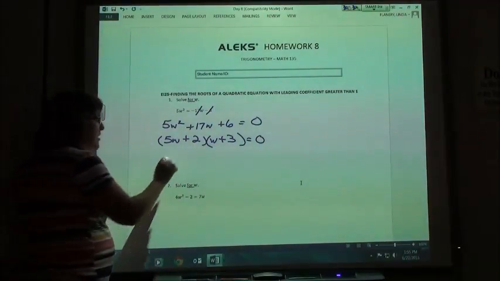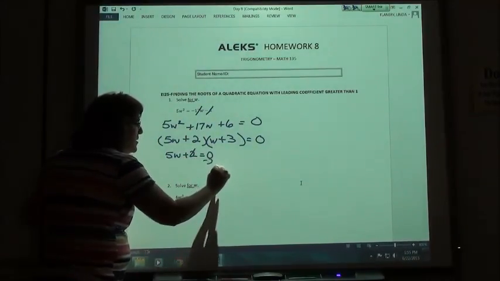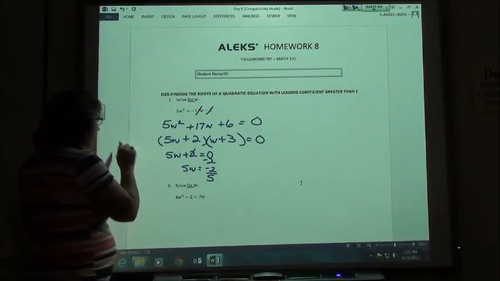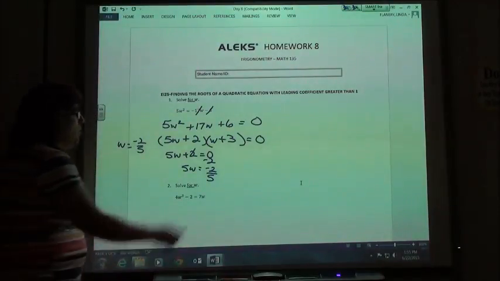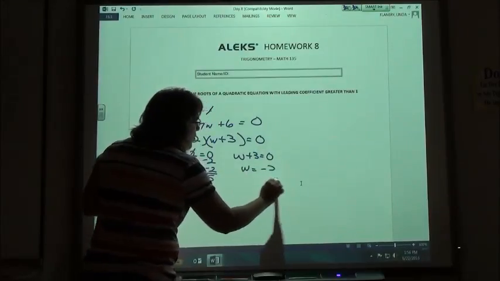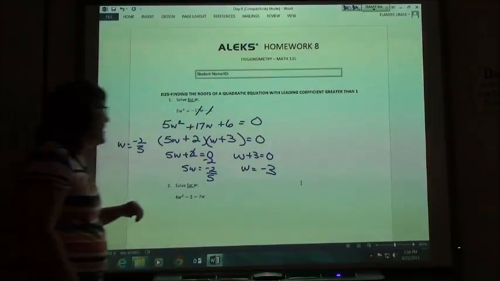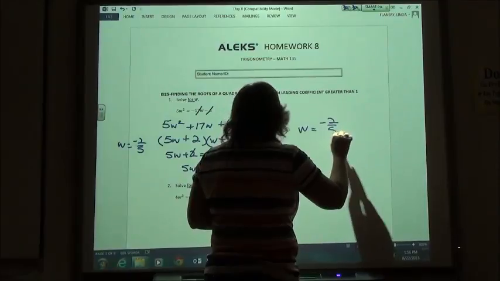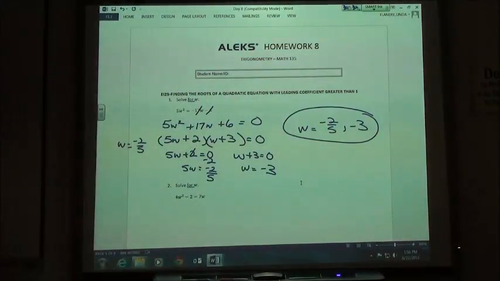So solving each of these, if 5w plus 2 equals 0, I'm going to minus my 2 and divide by my 5. So w is going to equal negative 2/5 for one of my solutions. Over here, if w plus 3 equals 0, w is just going to equal negative 3 because I just have to move my 3 to the other side. So when you put your answers in, you're going to separate them with a comma. So negative 2/5 and negative 3 are going to be your solutions.